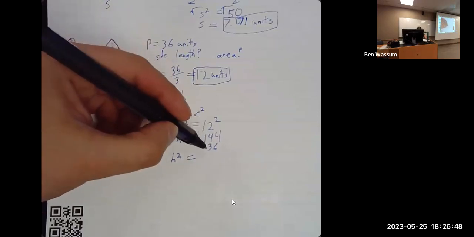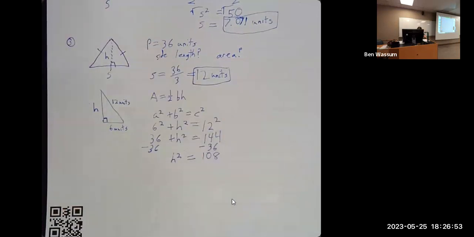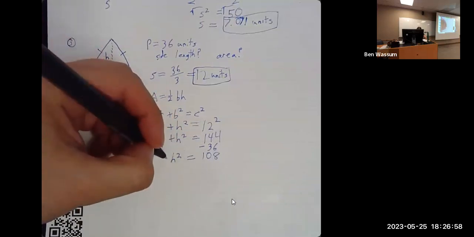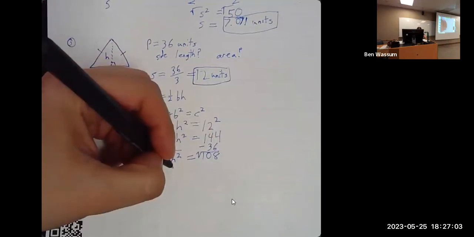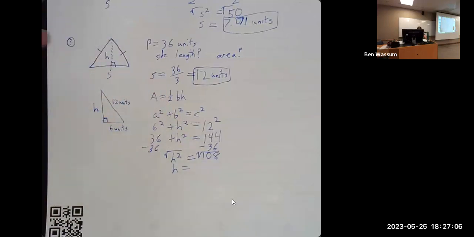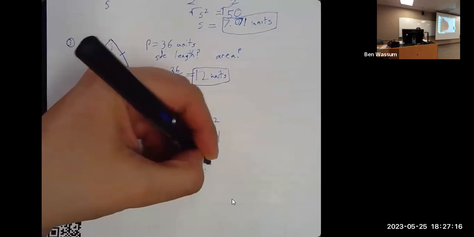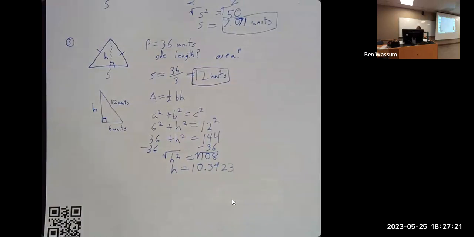If I do this minus that, I end up with 108. Now I need to figure out what the height is. H squared, to cancel that square, we're going to square root both sides. I'll get the h alone over here. Over here, I don't know what that is, so I'm going to throw it to the calculator. I get something like 10.3923. So that's our height.